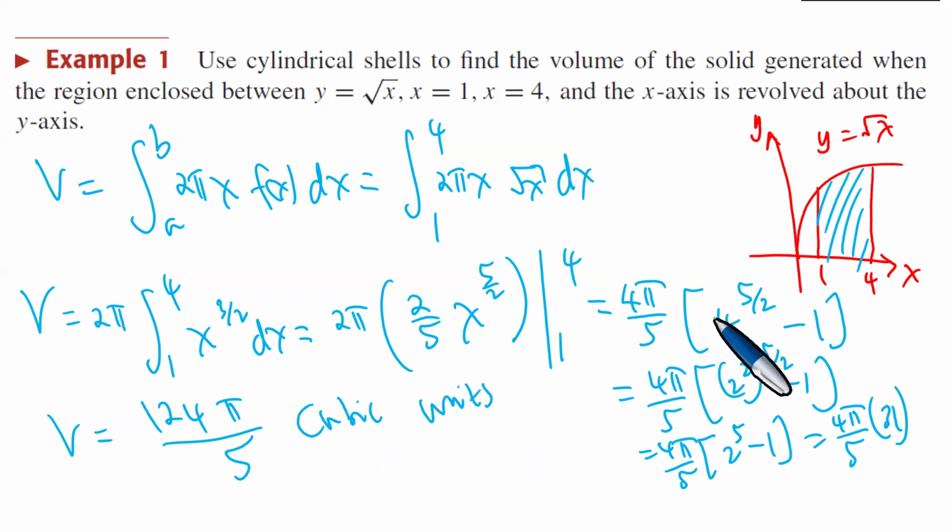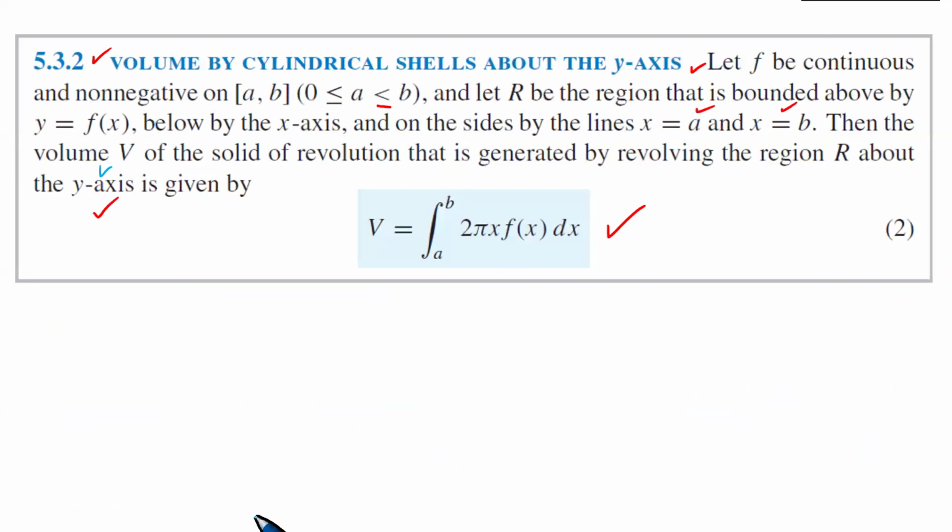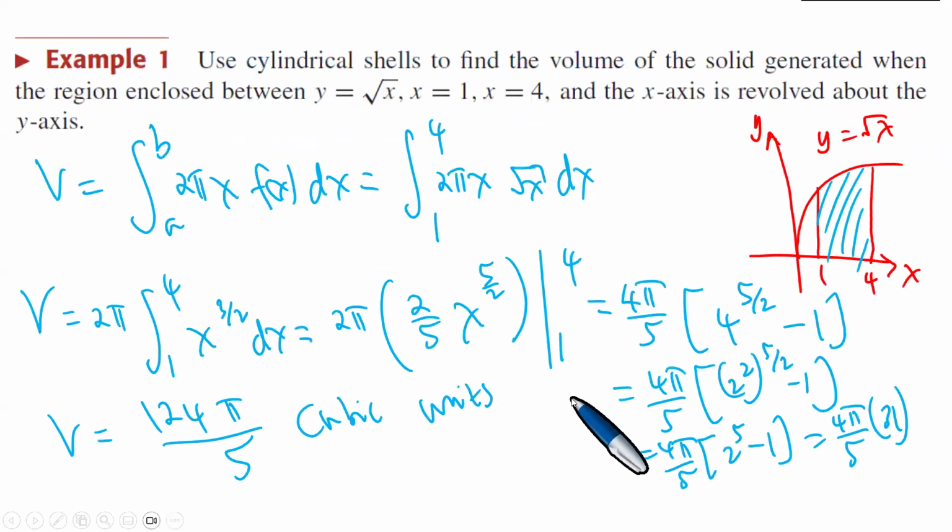So now we've been able to find the volume, right, formed such that x is between 1 and 4. And as indicated here, you have the volume of a solid of revolution that is generated by revolving the region R. What is the region R? Let f be continuous non-negative from a to b. Let R be the region that is bounded above by y equals f of x and below by the x-axis. Okay, so this is the method of the cylindrical shells.